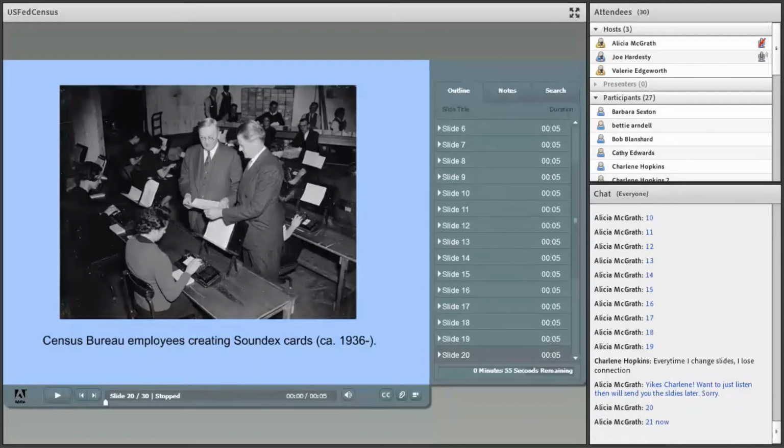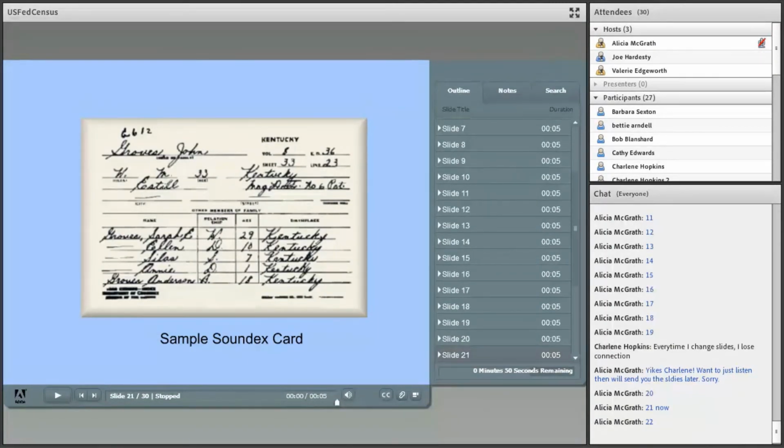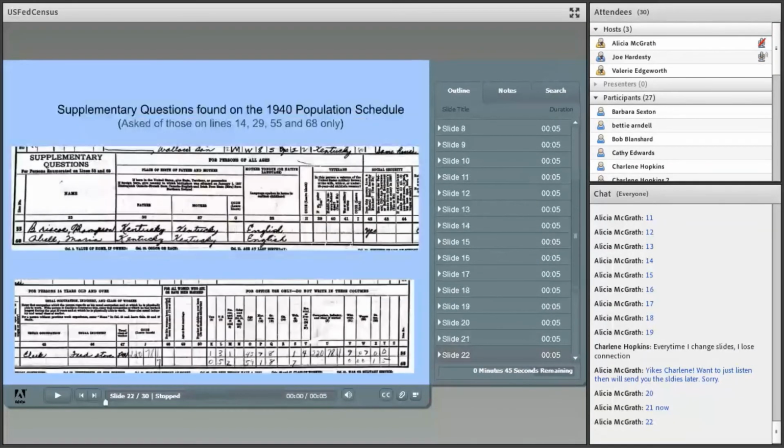And then something really disastrous occurred in December of 1941. Next, well, let's back up the truck. Here's the 1940 census. I'm sorry, slide 22 is the 1940 census. These are actually the supplementary questions. And a lot of times we researchers forget that there were supplemental questions asked for those cited on lines 14, 29, 55, and 68 of the census.